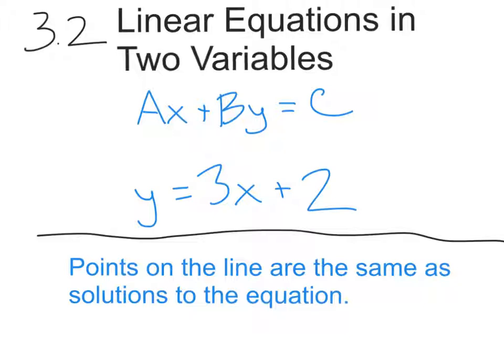And the most important thing to keep in mind here, because we're going to go back and forth between the equation and the graph, is that points on the line, so on the graph, are the same as solutions to the equation. A solution to an equation in two variables is a point. It'll be an x and a y that will make the statement true.